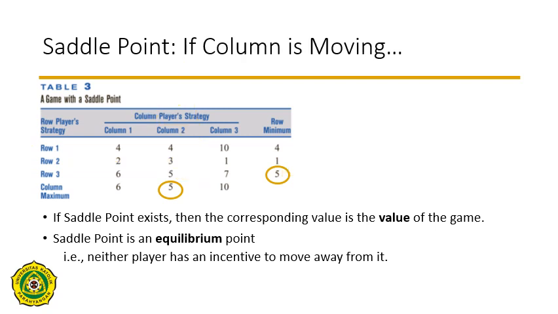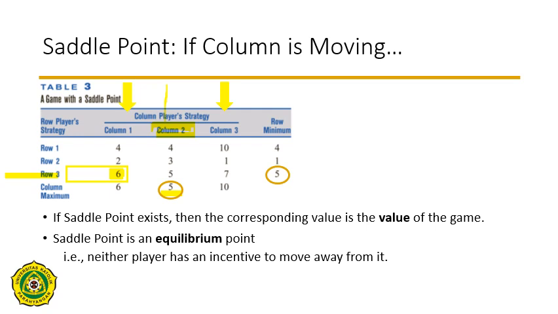Similarly, if the column player tries to move away from the optimal strategy of the second strategy to either the first or the third, he or she will experience a loss, supposing that the row player stays in the optimal strategy. So if the column player moves to the first strategy, then the row player will receive $6. Or in other words, the column player will lose $6 instead of just 5.